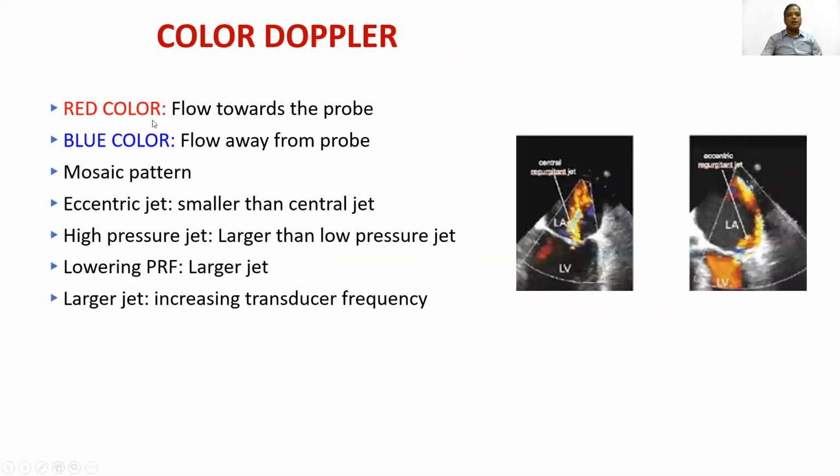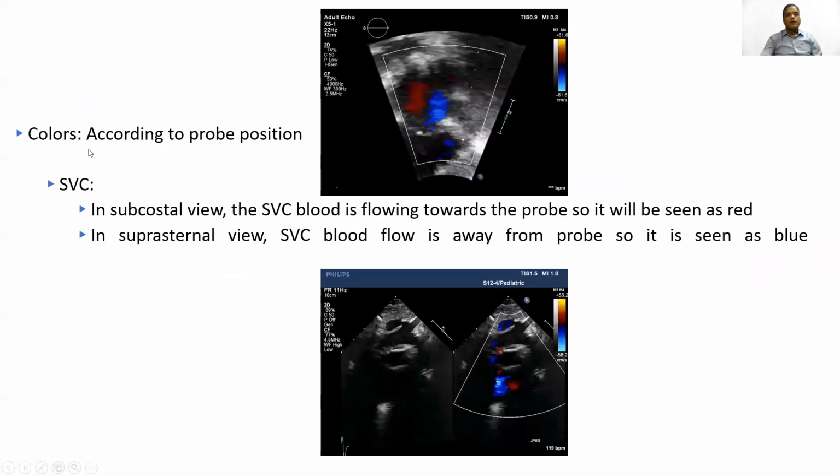Coming to the color Doppler, the color will be red when the flow is towards the probe. From LA to LV, this is a TEE image. The flow from LA to LV will be blue in this because the probe is here, but it is a regurgitant jet from LV to LA, so it is red in there. The blue will be away from the probe, but the color will be there according to the probe position.